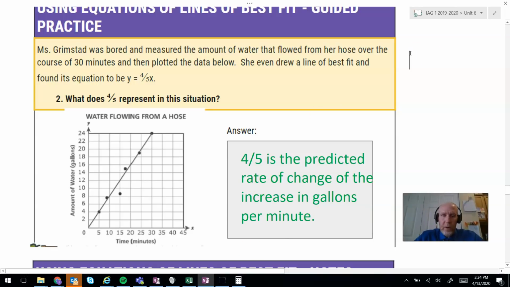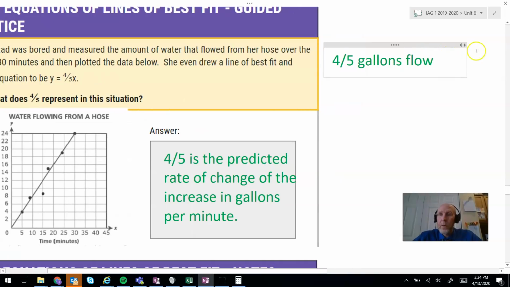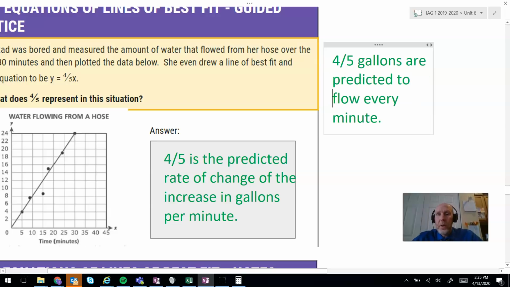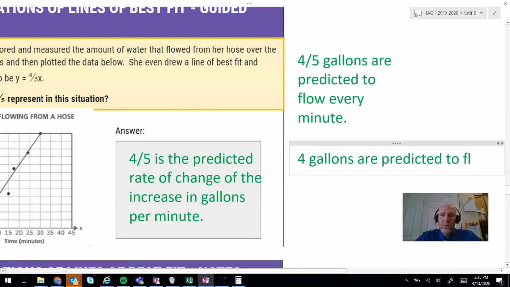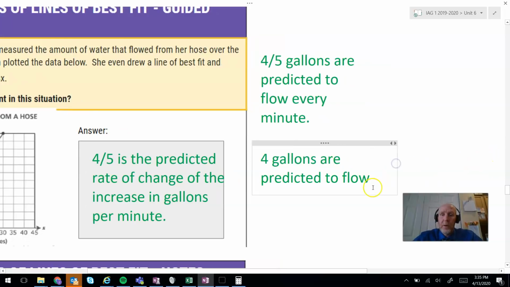I know a lot of you like to write 4/5 of a gallon flows every minute. But again, you have to add the predicted idea. 4/5 of a gallon is predicted to flow every minute. Some of you might also want to put 4 gallons are predicted to flow every 5 minutes.